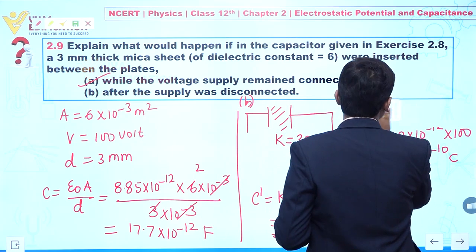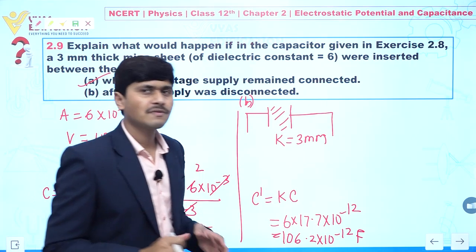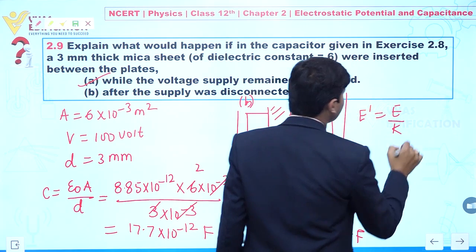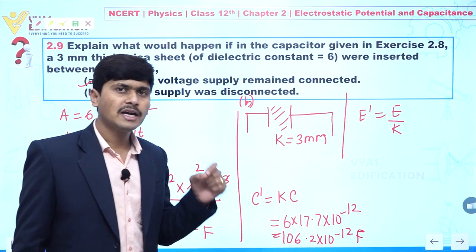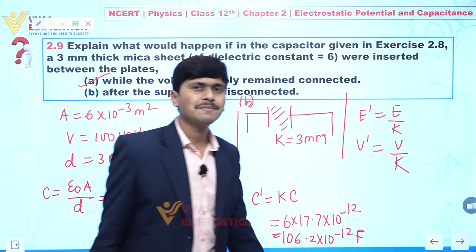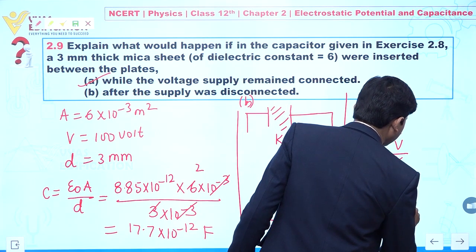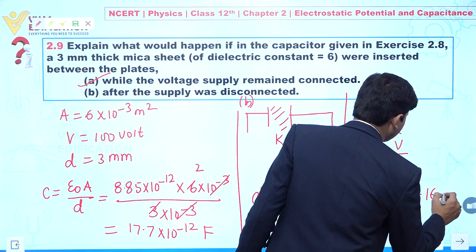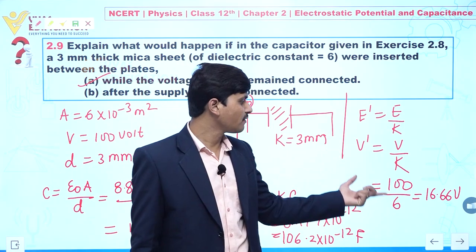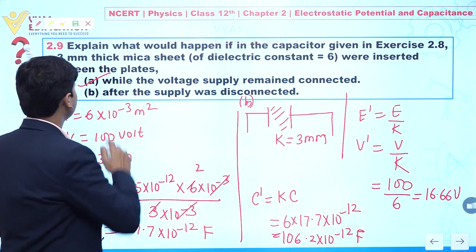Whenever we insert a dielectric slab between the parallel plate capacitor, the net electric field decreases, or we can say E dash equals E by K. And we know there is a relation between electric field and potential difference. So we can also write V dash equals V by K. It means the potential difference decreases by K times. So this is 100 by 6, which is 16.66 volt. So the final potential difference becomes 16.66 volt. So this is all about this question.